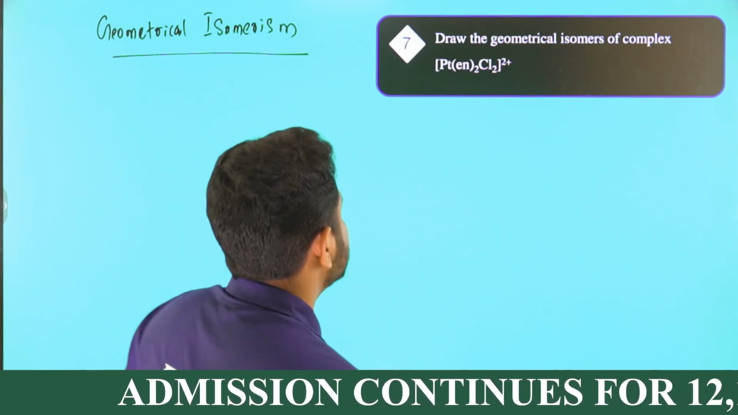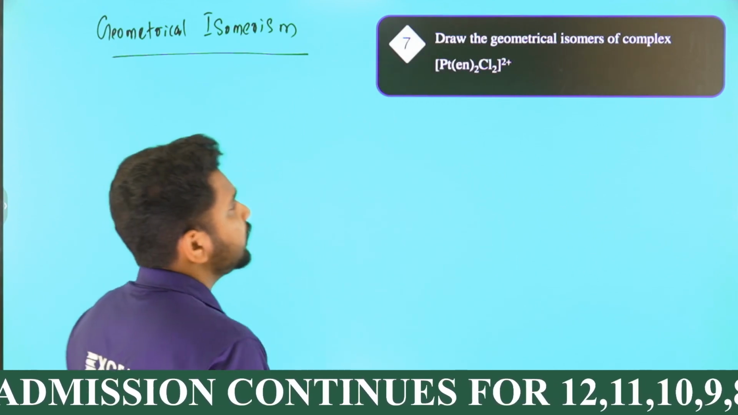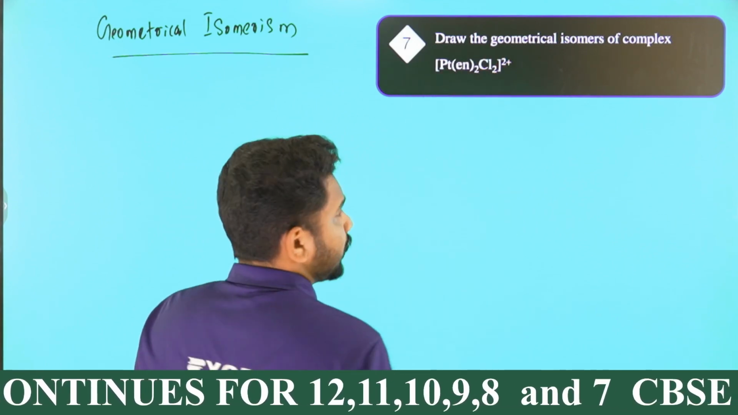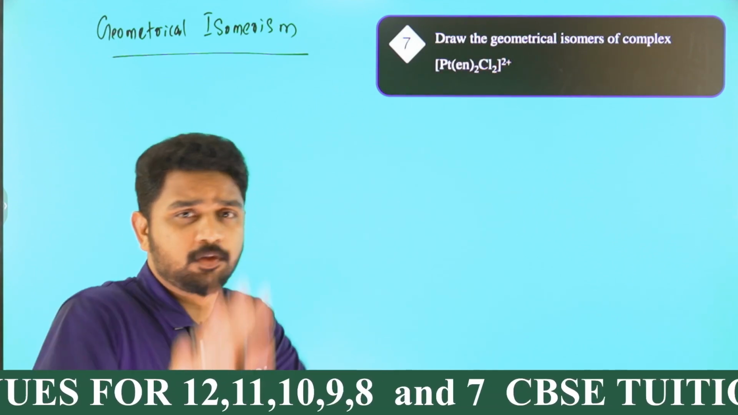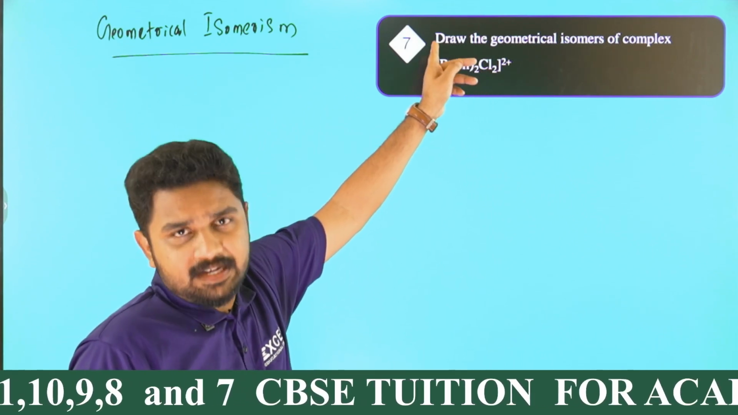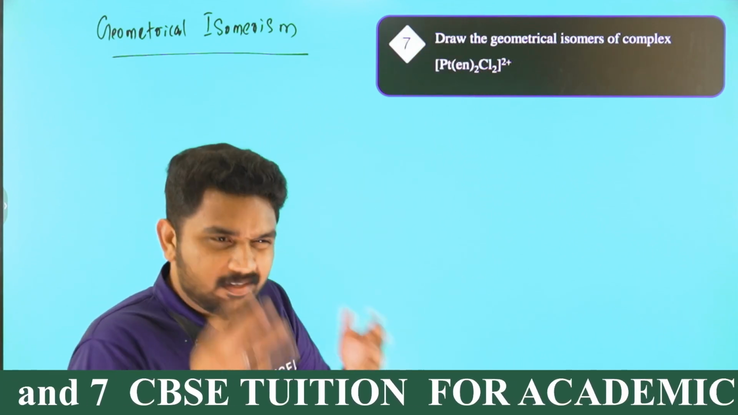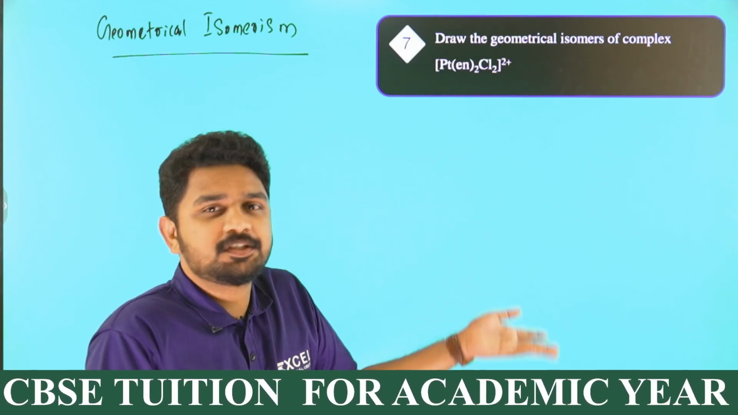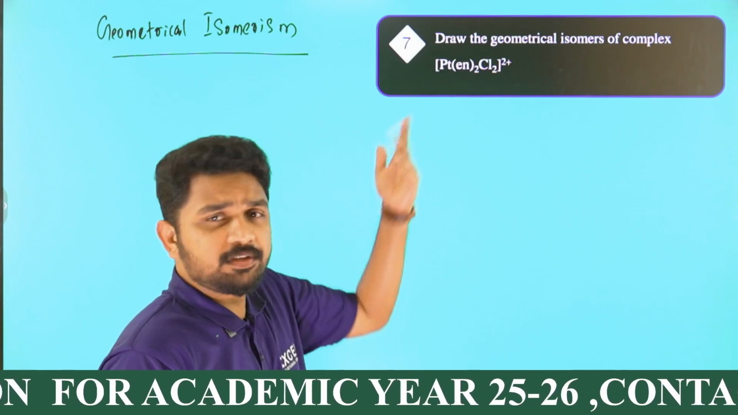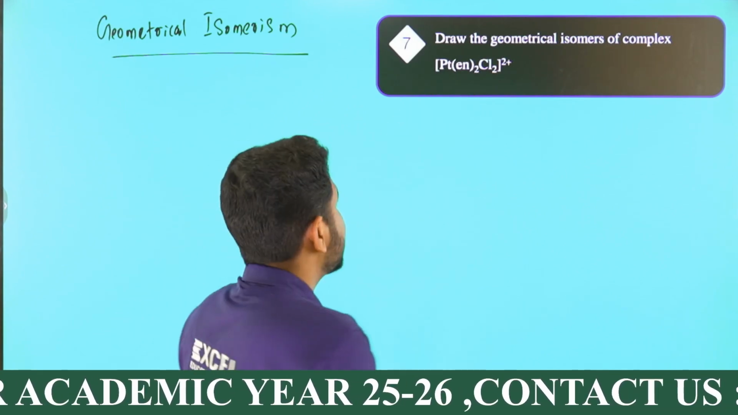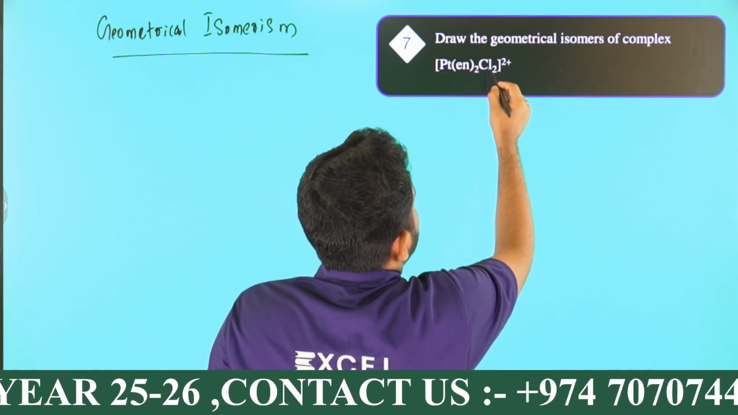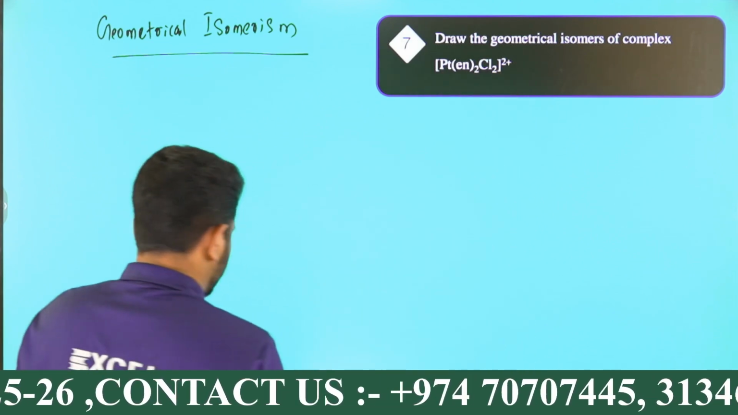Okay, I will show you some examples. With this example, I can show you. Platinum en twice Cl2. The first task is for you: you have to tell me whether this compound will show geometrical isomerism or not. It will show, because already in the question it is said that you have to draw the geometrical isomers. That means it is showing geometrical isomerism. But how can we find this? Because the question is platinum en twice Cl2 with 2 plus charge.